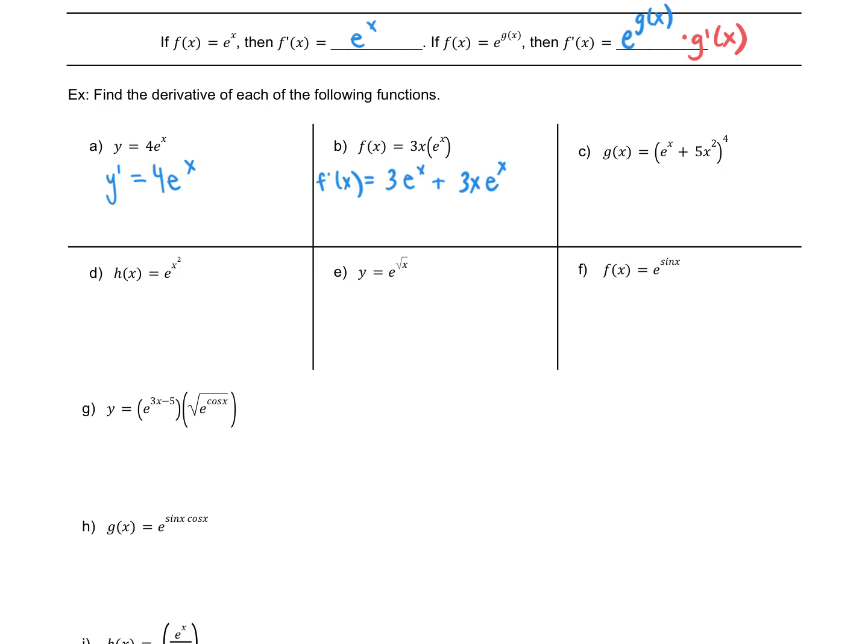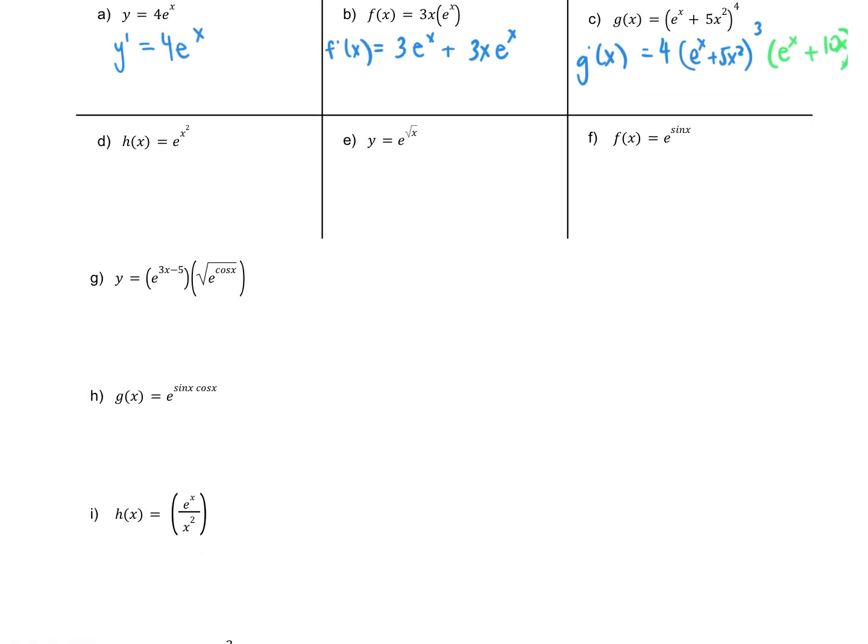For the next one, g of x is equal to e to the x plus 5x squared all to the power 4. We have a chain rule here. The outside function is that we have something to the power 4. So first thing, bring the 4 down. The inside will stay the same, and then it'll go to the power of 3. I'll just write the inside. And now I'll take the derivative of the inside function, e to the x plus 10x. Okay.